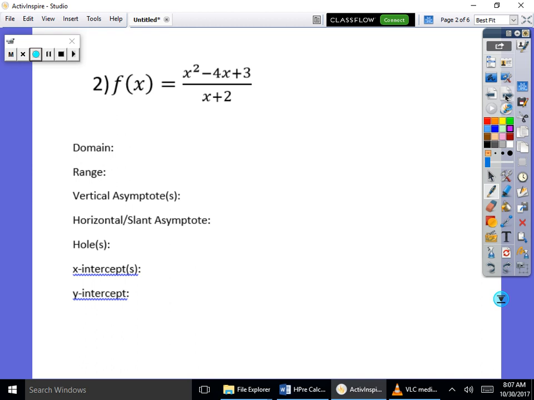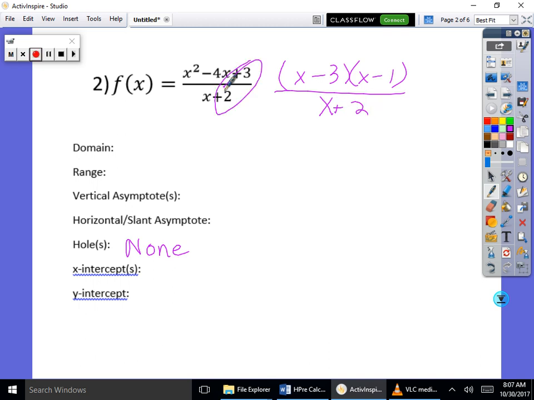So, first thing I'm going to do is I'm going to factor. This is x minus 3, x minus 1. So I do not have a hole. No, or none. Okay? Everyone good with that? Okay. Y-intercept is going to be what? 3/2. For graphing purposes, it would be 1.5.